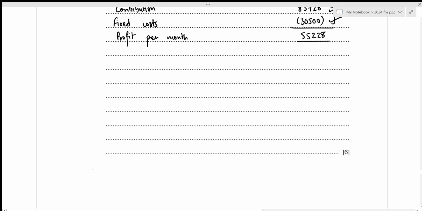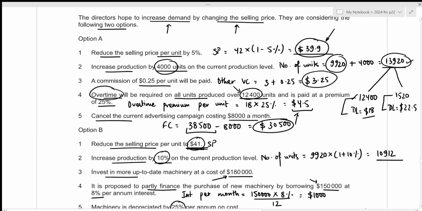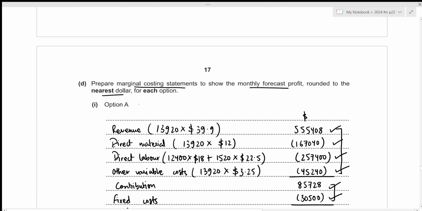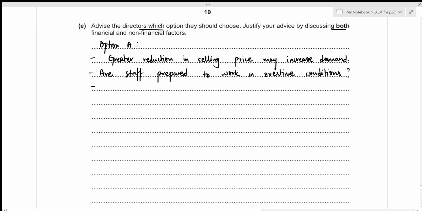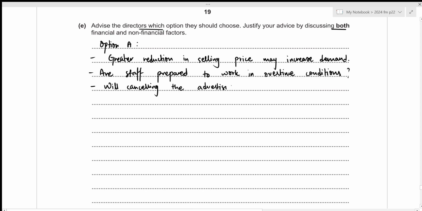Then again, let's take a look at our information. For option A, we are also cancelling the current advertising campaign. So we can question whether or not this cancellation of the advertising campaign will affect our demand. So will cancelling the advertising campaign affect demand?